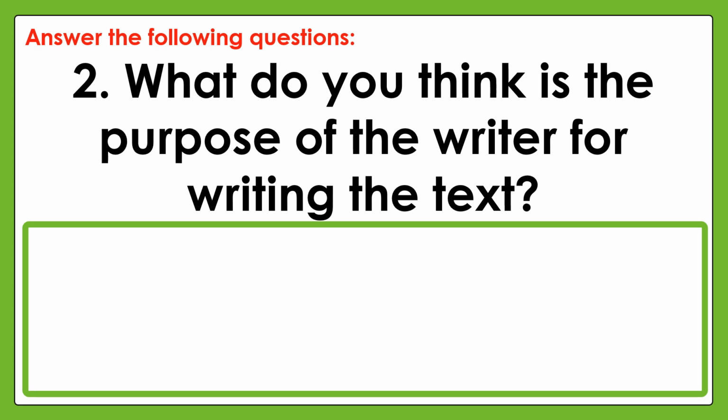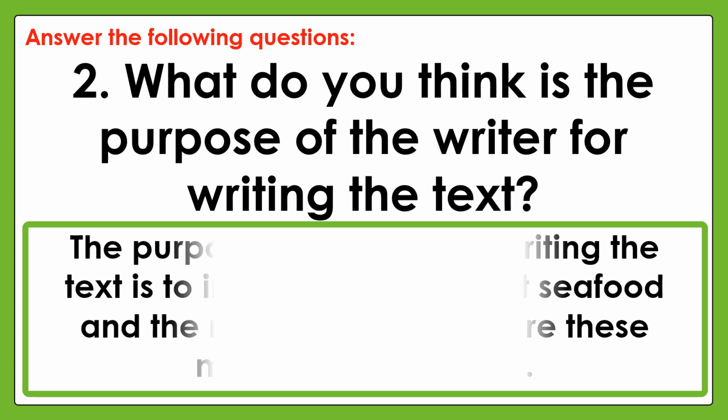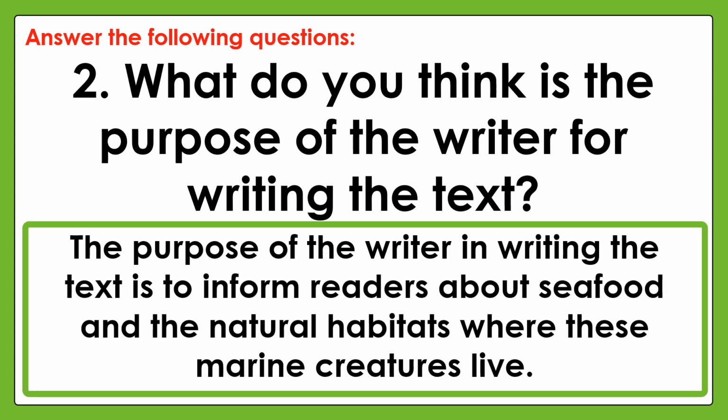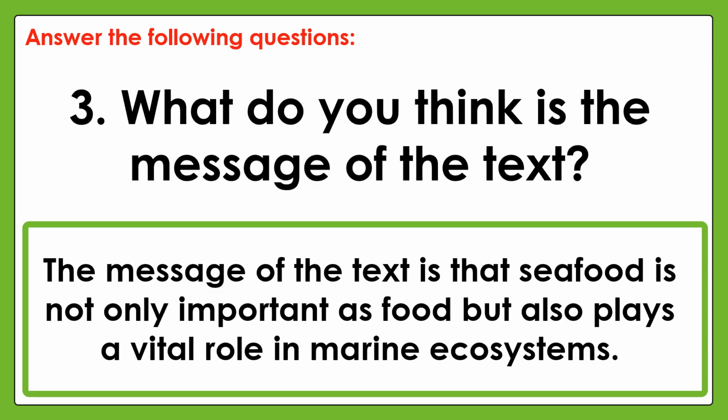Number 2, what do you think is the purpose of the writer for writing the text? The purpose of the writer in writing the text is to inform readers about seafood and the natural habitats where these marine creatures live. Number 3, what do you think is the message of the text? The message of the text is that seafood is not only important as food but also plays a vital role in marine ecosystems.